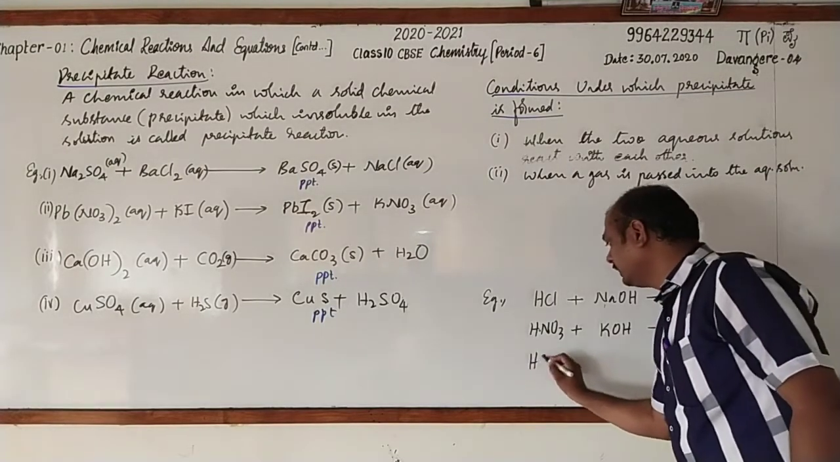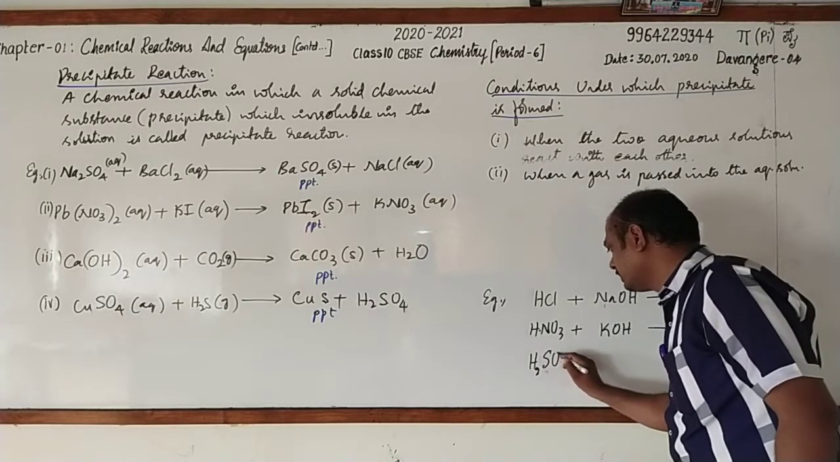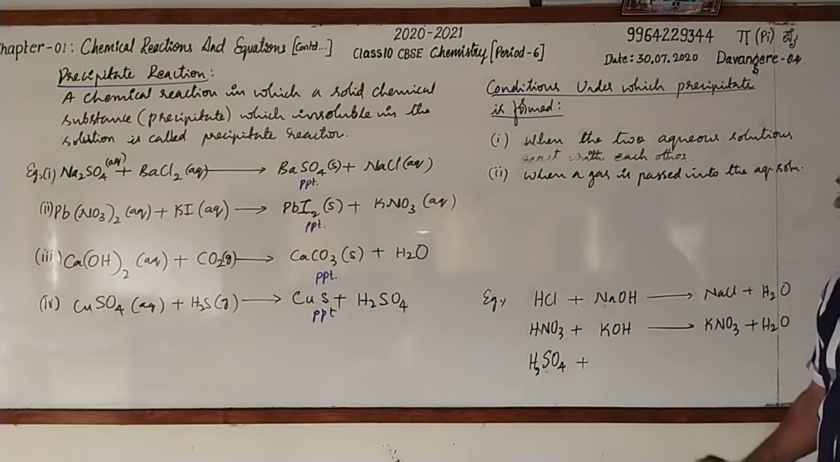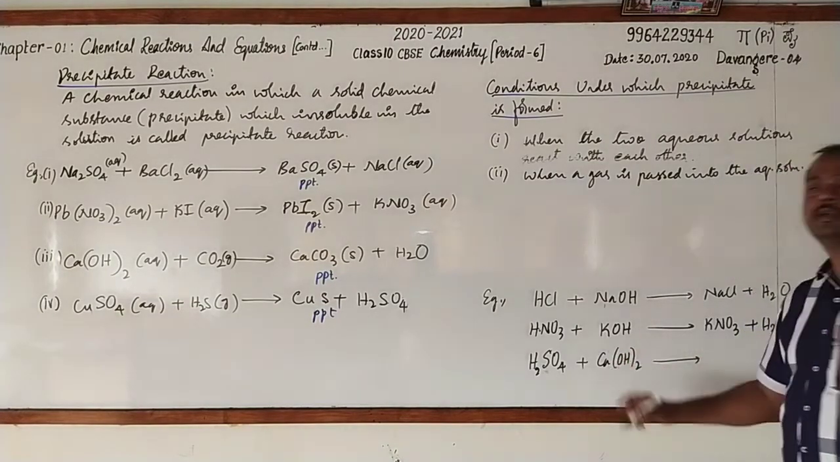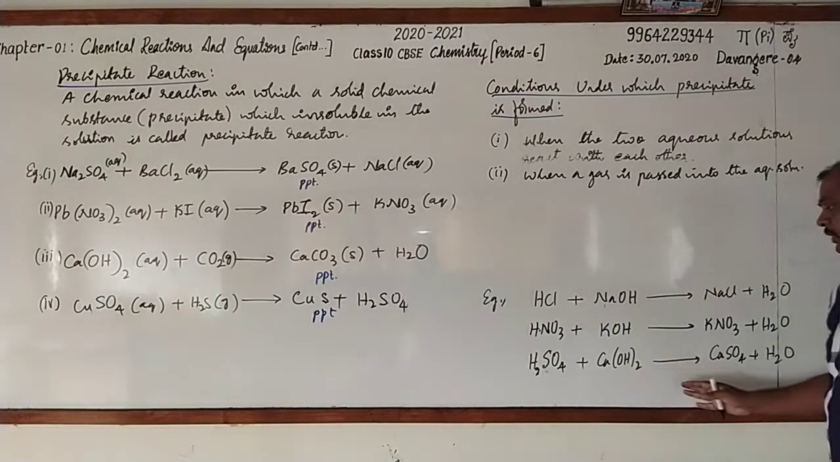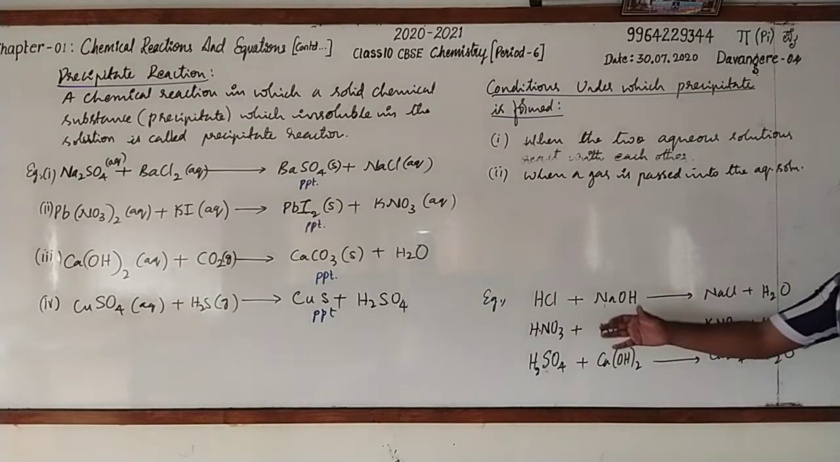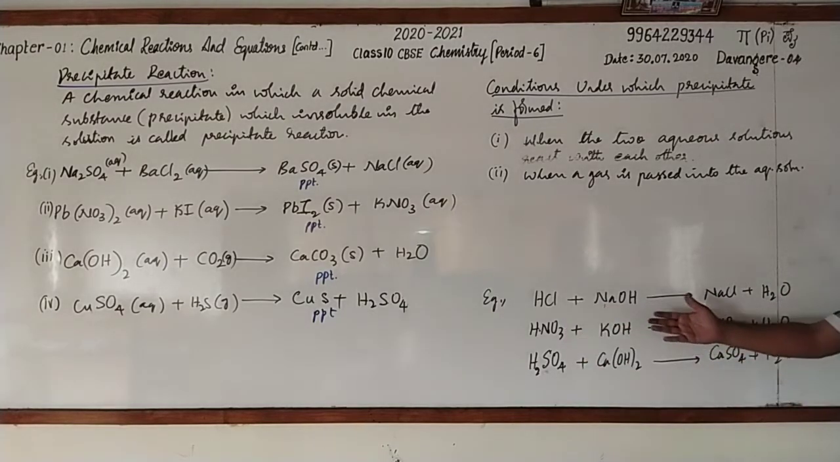I'll take one more. It is H2SO4. Name this compound. Sulfuric acid. Then Ca(OH)2. Name this. Calcium hydroxide. What will we get? It is CaSO4 plus H2O. Here no equation is balanced, but you must do that. Okay, in all these, the ions on the reactant side will mutually exchange to form two new compounds. Hence, these are examples of double displacement.